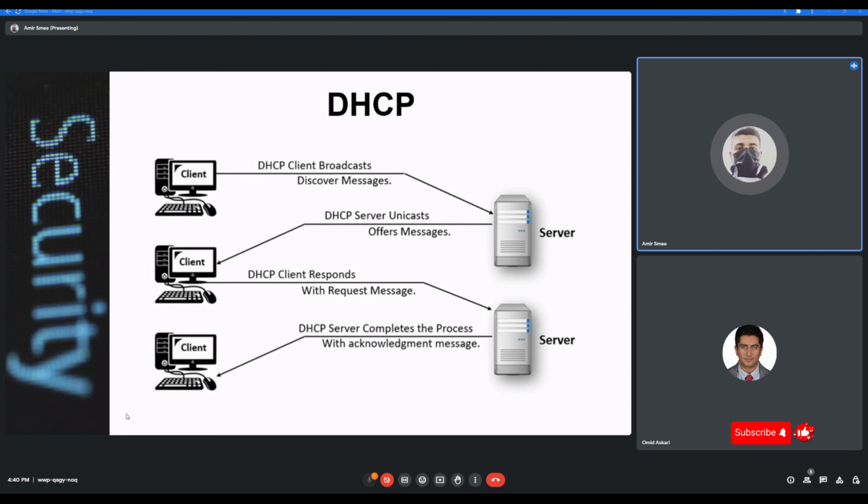DHCP acknowledgement. After receiving the DHCP request message from the client, the DHCP server acknowledges the DHCP request and finalizes the IP lease process by sending a DHCP ACK message to the client. The response contains the lease duration and other configuration information. IP lease renewal. When the IP lease expires, the client must request a new IP address from the DHCP server, or the client can request the same address again.